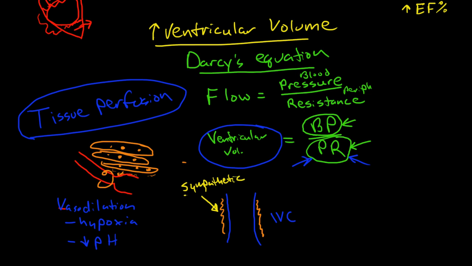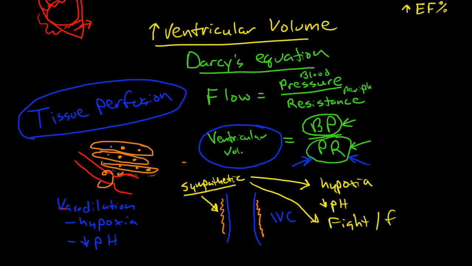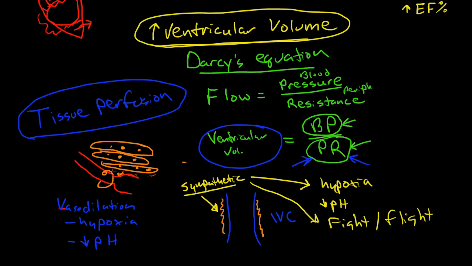And the sympathetic nervous system triggers these to contract in response to hypoxia and low pH. And it may also do it in response to a fight or flight response, right? Stress. So squeezing the inferior vena cava and other veins in the body will also increase ventricular volume, blood flow back to the heart. Okay, so that's ventricular volume.